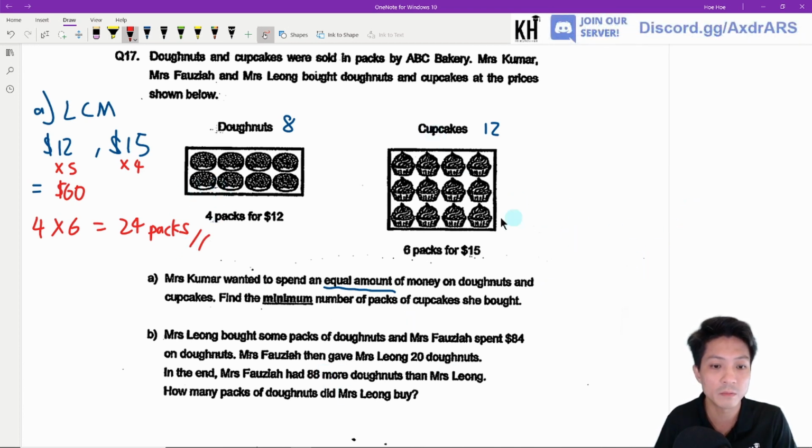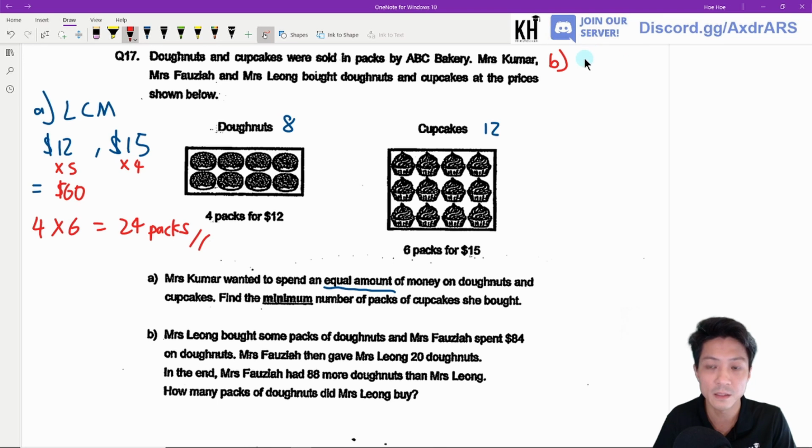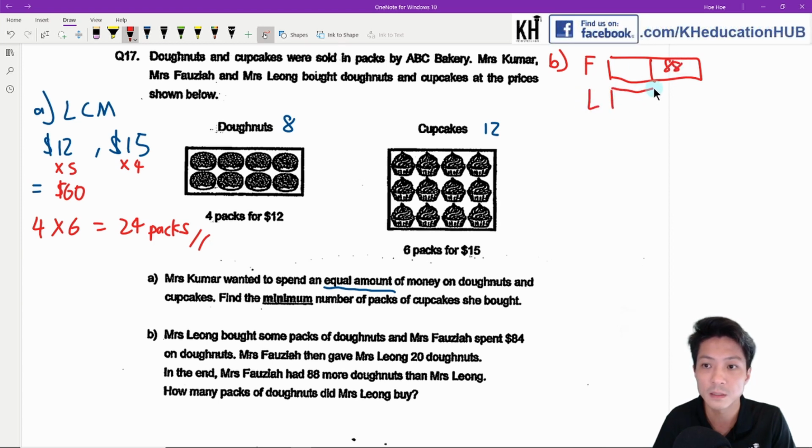Part B. Mrs. Leong bought some packs of donuts and Mrs. Fauzia spent $84 on donuts. Mrs. Fauzia then gave Mrs. Leong 20 donuts. In the end, Mrs. Fauzia had 88 more donuts than Mrs. Leong. How many packets of donuts did Mrs. Leong buy? Let's do part B over here. In the end, Mrs. Fauzia has 88 more than Mrs. Leong.